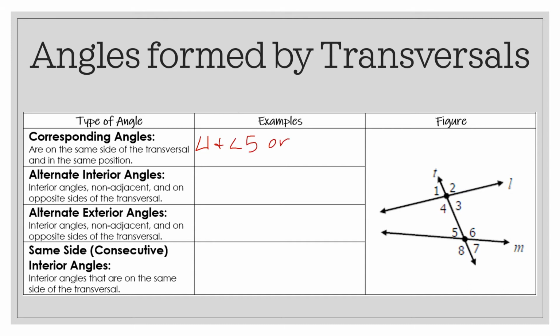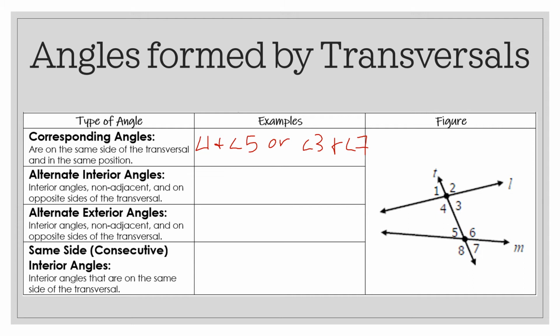There are 4 pairs of corresponding angles formed. So you could also do the bottom right position. So on the bottom right hand position from line L would be angle 3. And the bottom right hand position for line M would be angle 7. 2 and 6 are also corresponding angles, as well as angle 4 and angle 8.